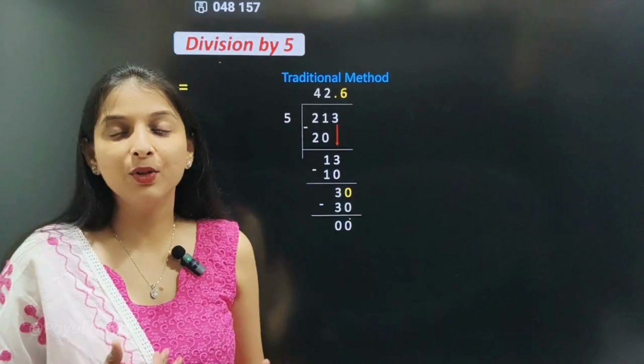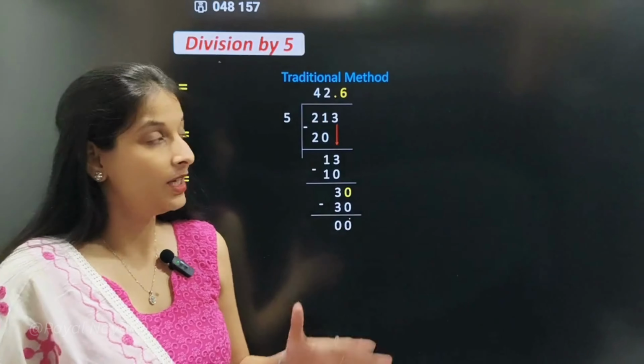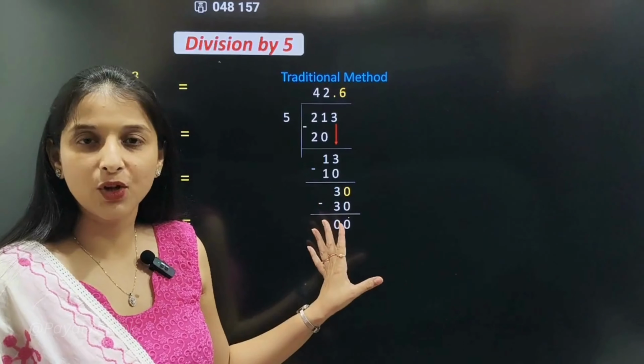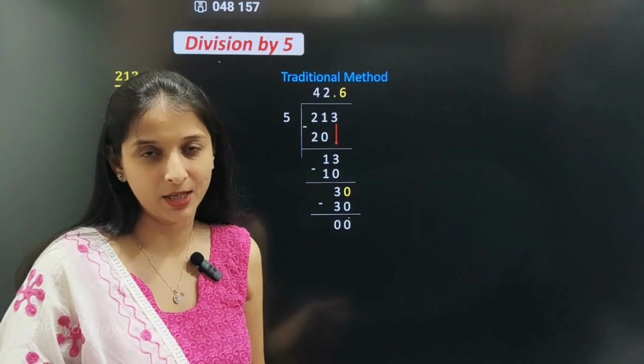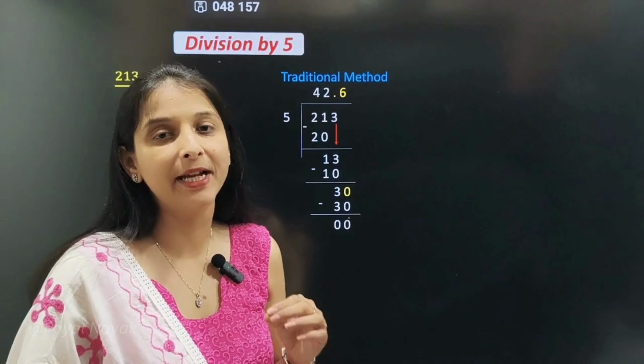So let's begin. Whenever you are dividing your number by 5, here you can see the traditional method of division. It involves many steps as well as being a bit time consuming. So now let us observe the trick that you can use.